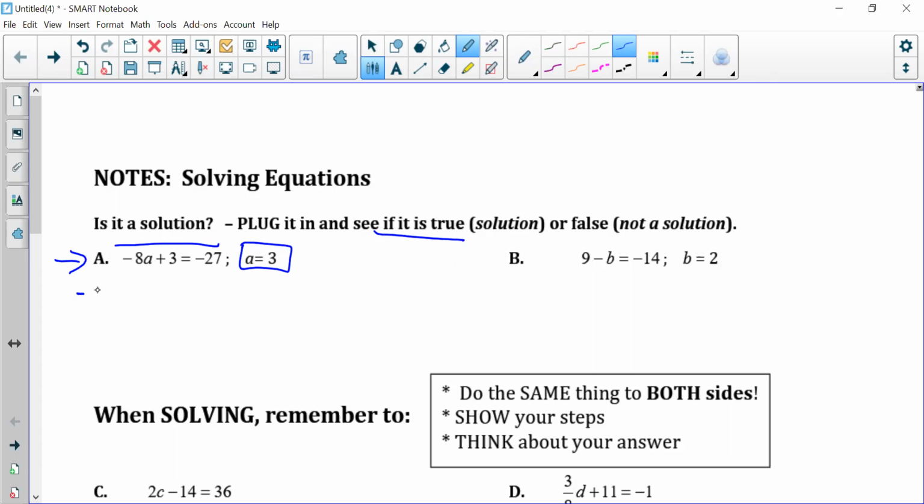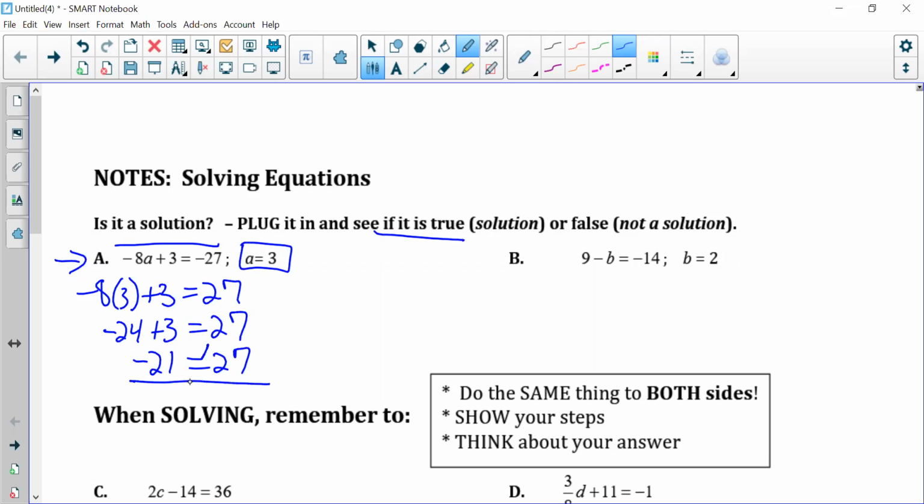So -8, I have again A, so we're going to plug in 3, plus 3 equals 27. Now let's work this out and see if it works. -8 times 3 is -24, plus 3 equals 27. -24 plus 3 is -21 equals 27. Wait a minute. -21 does not equal 27. This is false. A equals 3 is not a solution for this.